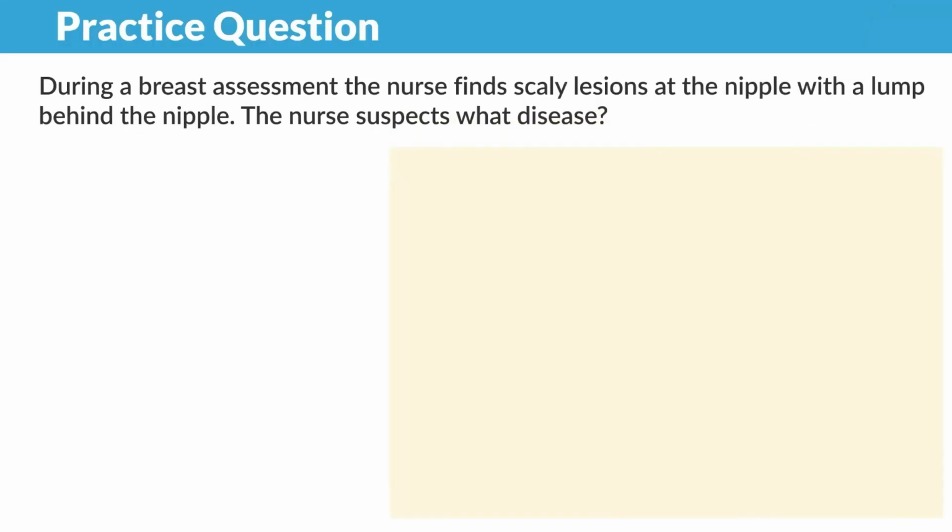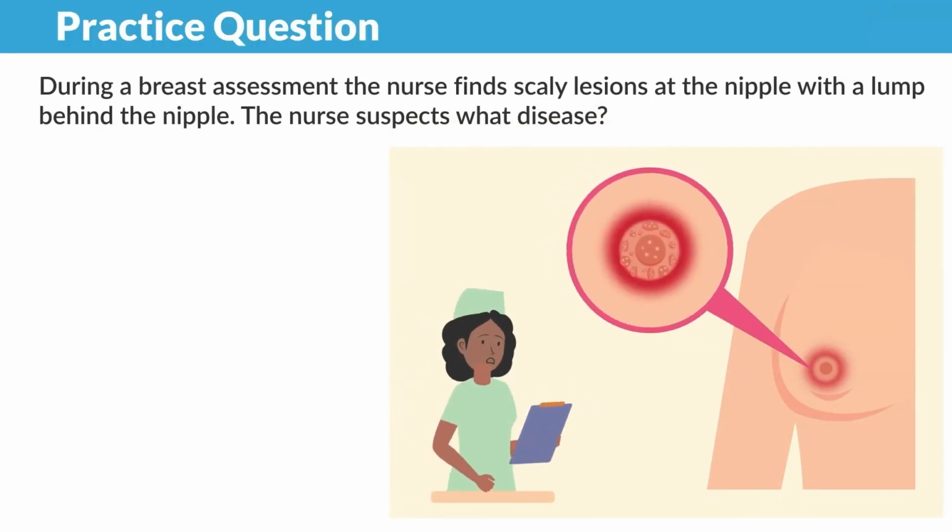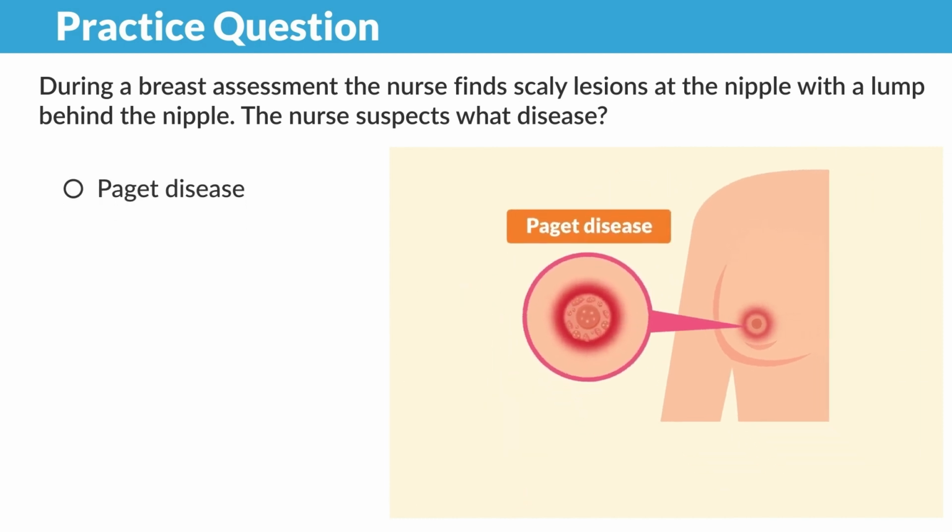Now for a practice question. During a breast assessment, the nurse finds scaly lesions at the nipple with a lump behind the nipple. The nurse suspects what disease? The correct answer, Paget's disease. This is that rash or ulceration that may occur in Paget's disease. Some key words to make sure to write down about signs of Paget's disease are that rash, also any redness, scaling, or crusting.